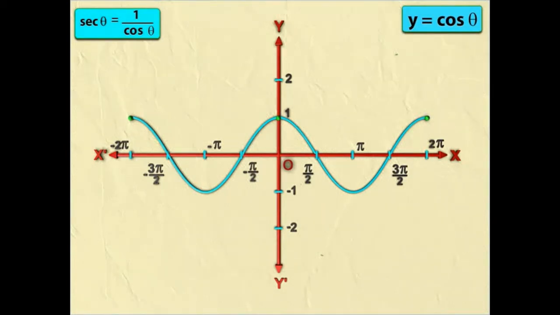Next, let us check out the values of the odd integral multiples of pi. From the graph, it is clear that for every odd integral multiple of pi, cosine theta is equal to -1. This indicates that the value of the reciprocal function secant theta is also -1 for every odd integral multiple of pi.